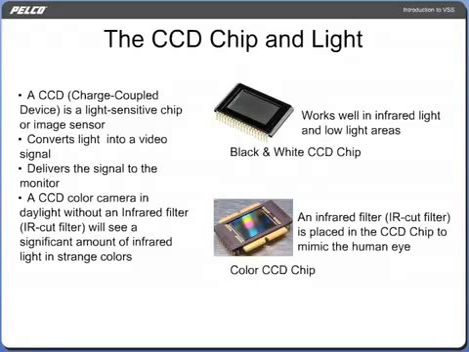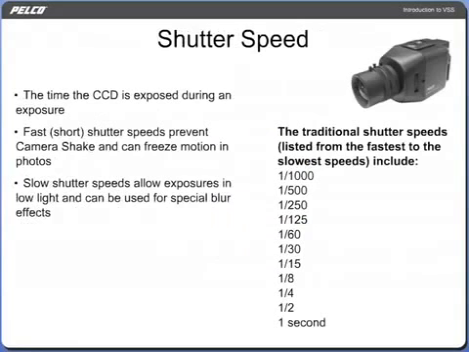The shutter speed is the speed of the rotation of the shutter inside the lens, measured in rotations per second. Fast, short shutter speeds, hundredths or thousandths of a second, prevent camera shake and can freeze motion in photos. Slow shutter speeds allow exposures in low light and can be used for special blur effects.